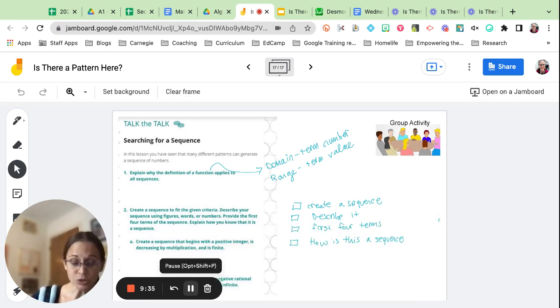And you're going to do that 2 times. Once for scenario A and once for scenario B. They're slightly different. The first one, A, begins with a positive number and decreases by multiplication. Part B begins with a negative rational number and increases by addition. Also, A is finite and B is infinite. You really get to master all of your vocabulary with this task.